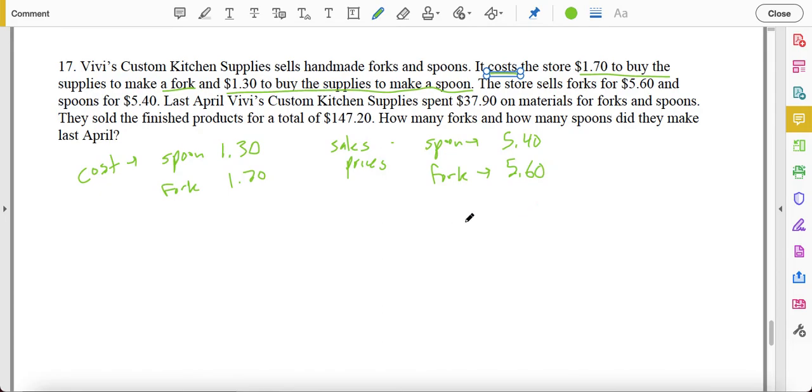Expensive spoons and forks. Maybe. I haven't really bought forks a lot, so I wouldn't really know.